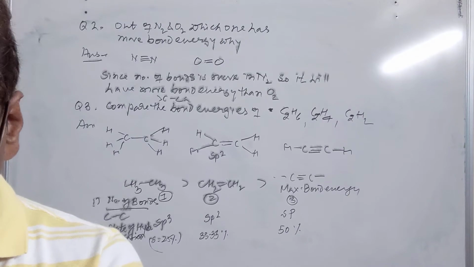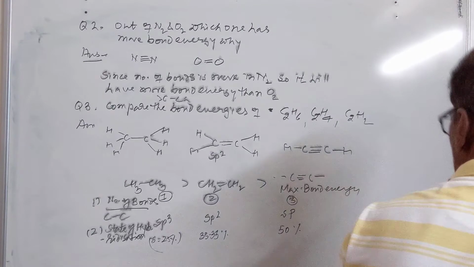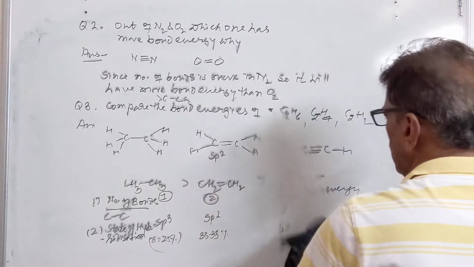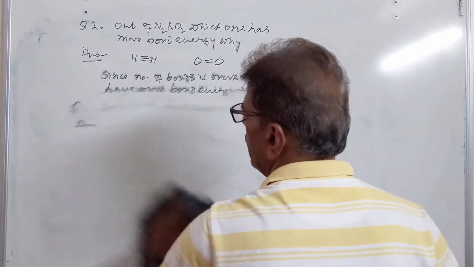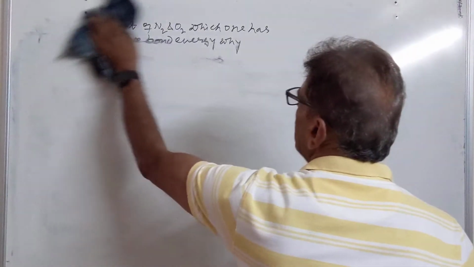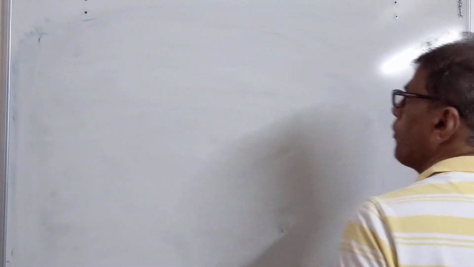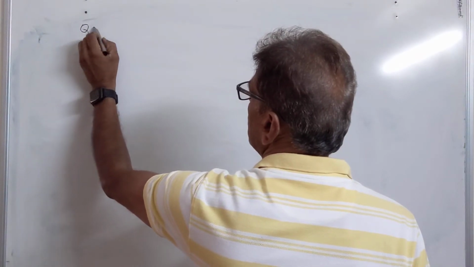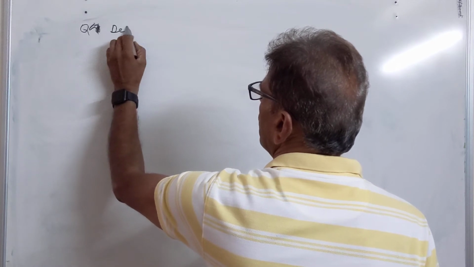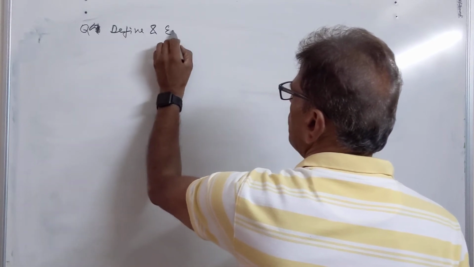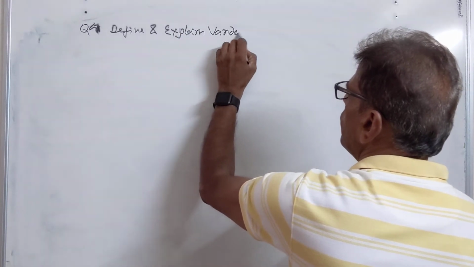Then we come to another important bond, the van der Waals bond. Up to now we have discussed three bonds: ionic bond, covalent bond, coordinate bond. Now we come to the fourth important type of bond in chemical bonding, and that bond is the van der Waals bond. So question number 4 is: define and explain van der Waals bond.